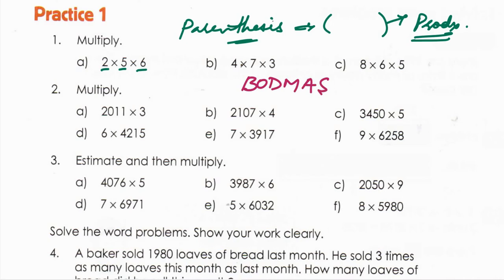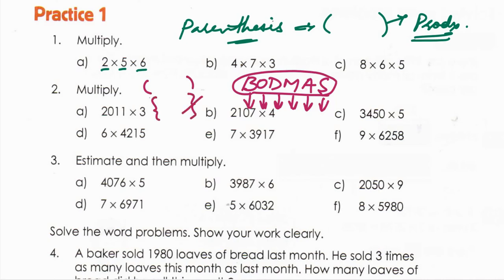BODMAS. BODMAS means brackets, division, multiplication, addition and subtraction. When you go to higher classes, say 6th and 7th, you have to follow this rule. You call it BODMAS. So you're lucky you don't have parentheses here, that is brackets. Brackets also have opening and closing brackets. You call these flower brackets. These things you are going to learn in future classes.